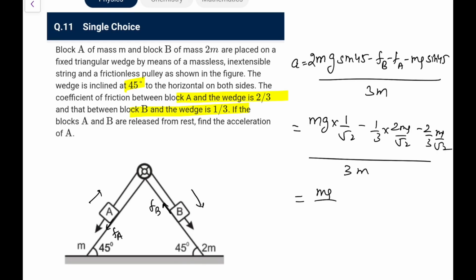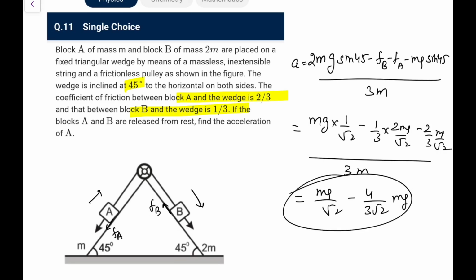So it is mg by root 2, and if I do 2 by 3 and 2 by 3, that would be 4 by 3 root 2. So it is 4 by 3 root 2 mg. So I think this friction is coming greater, that means both won't move because the acceleration cannot be negative. Negative means the heavier one cannot go up. So that's clear, friction is sufficient here.